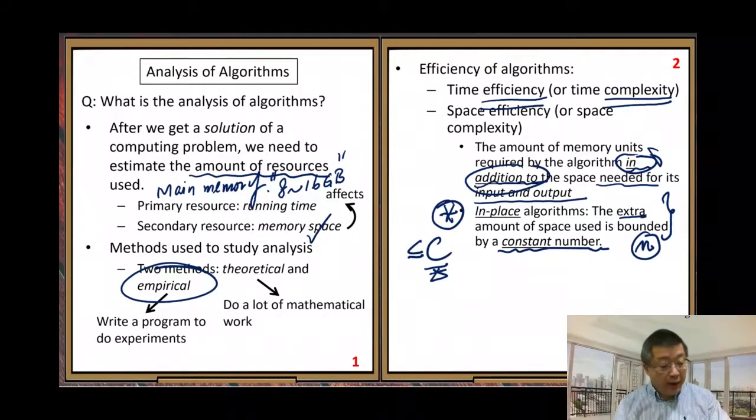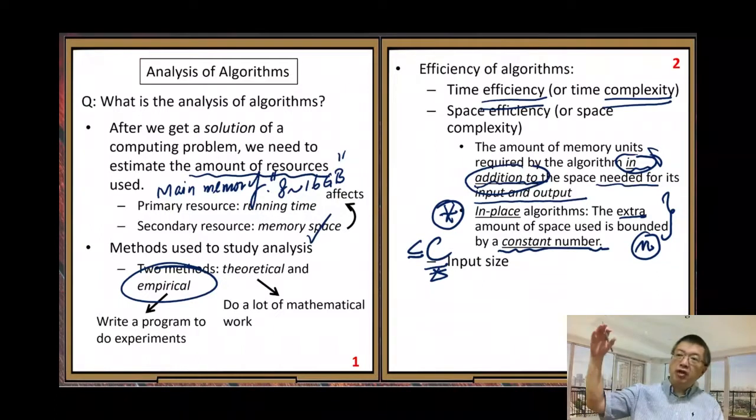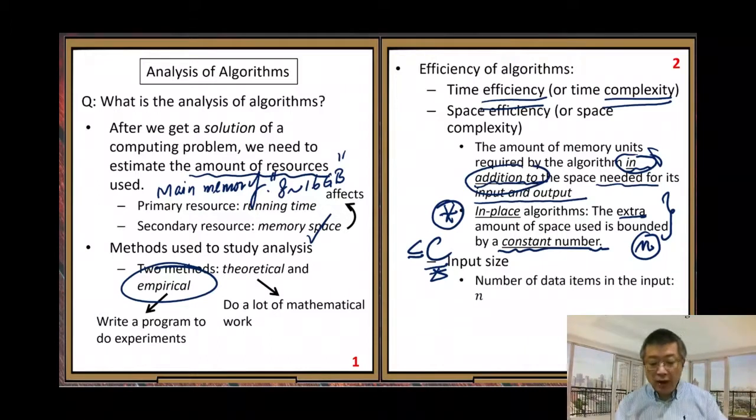Next, another concept regarding the input size of your data. When the data given has a large input size, usually the processing time takes much longer. So what exactly is the meaning of input size? There are two different meanings. The first one is the number of data items in the input, the number of elements in the array. That's the most commonly used meaning of input size. Most of the time, we mean this.